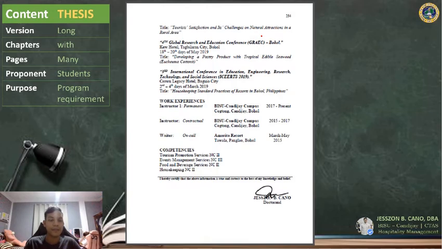And this is an example of the last page. This is 234 pages. So again, the thesis format is very long. We have chapters 1 to 3. There are many pages, just like in this example, 234 pages. The proponents are the students, and they need this in order to graduate, because this is a program requirement.